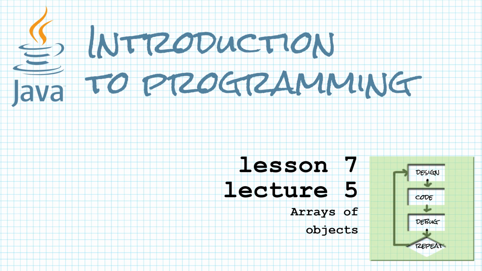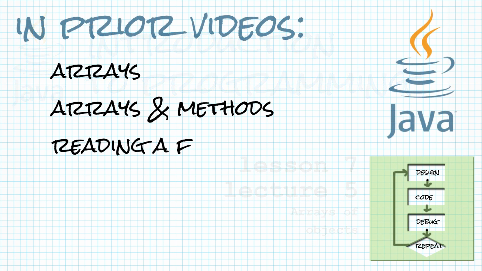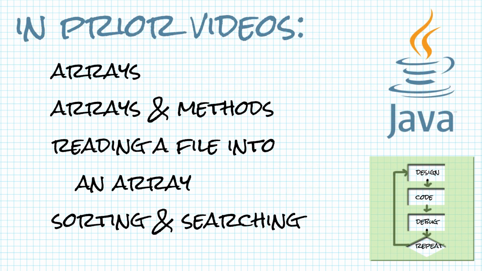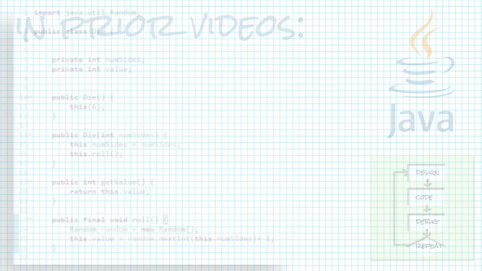If you're here because you want to learn to program in Java, you're in the right place. This is video 44 in the Introductory Programming in Java full course and the 5th video of the final lesson, Lesson 7, Arrays and Array Lists in Java. So far we've looked at arrays and methods, reading into an array from a file, and searching and sorting algorithms. In all of those examples, our arrays were filled with primitive data types. Today we're going to look at arrays of objects. Let's get right into it.